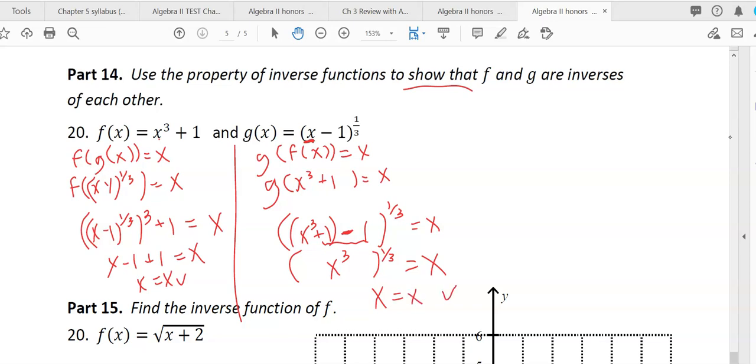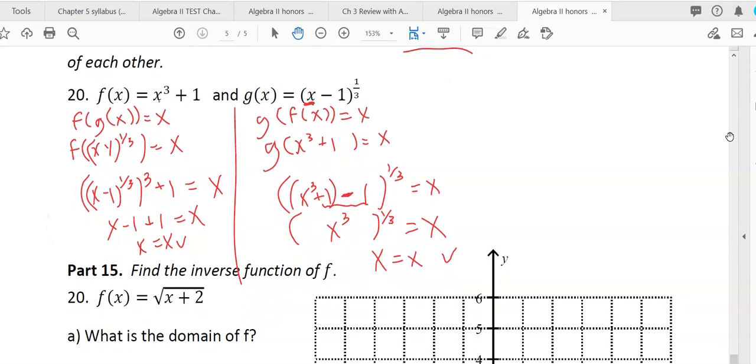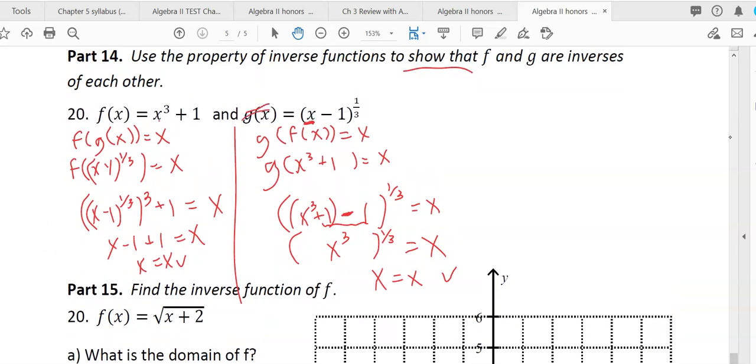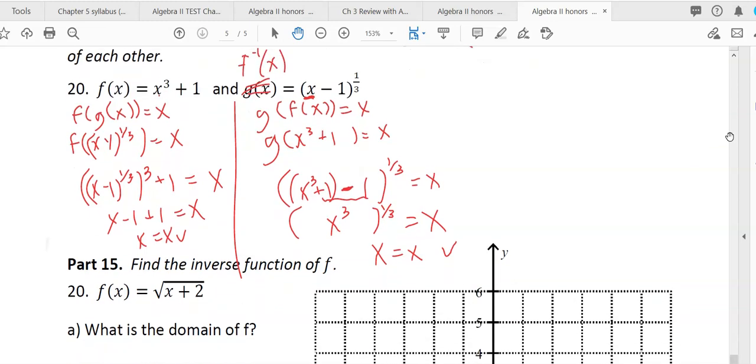So you've done it both ways. You've shown that those are inverses of each other. In fact, instead of calling it g of x, I could call it f inverse of x, if I wanted to.